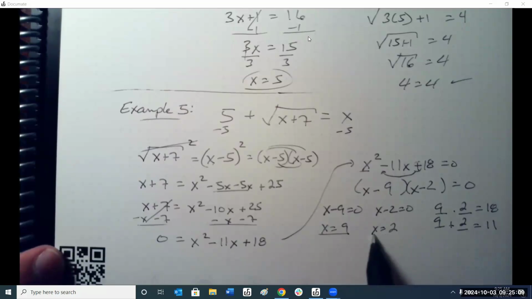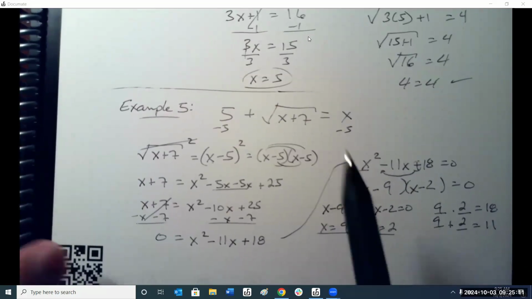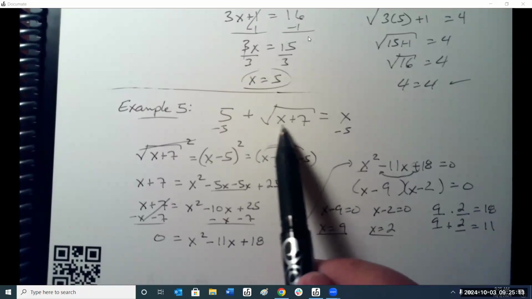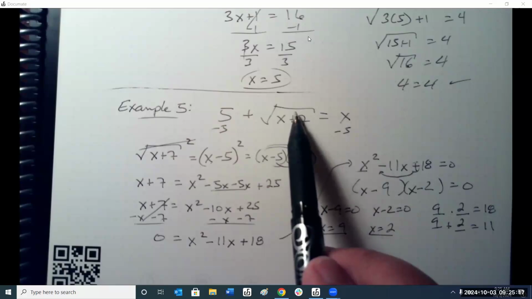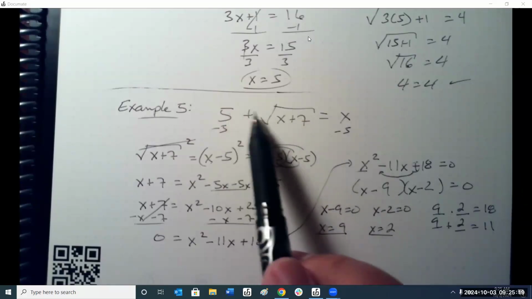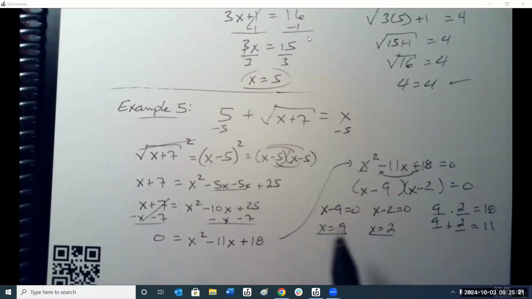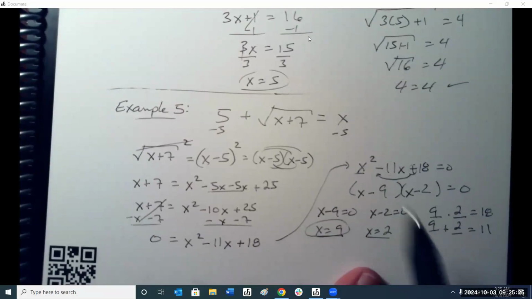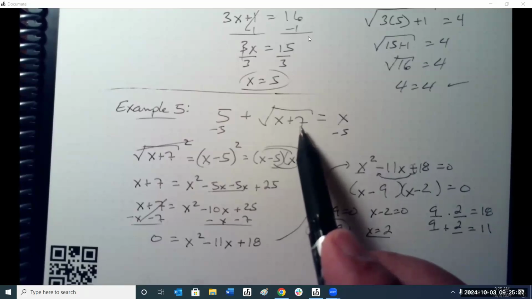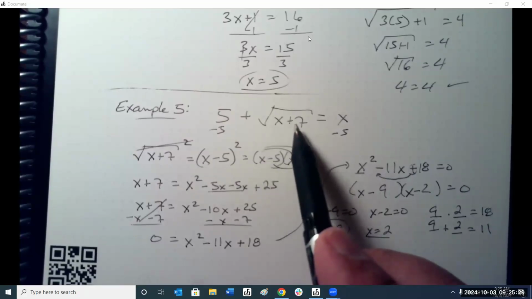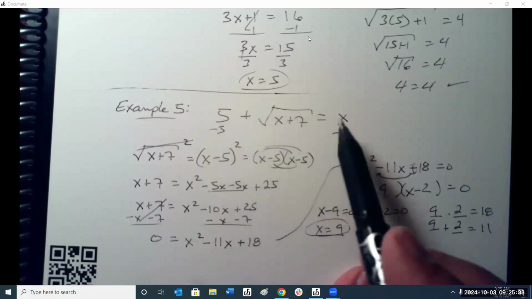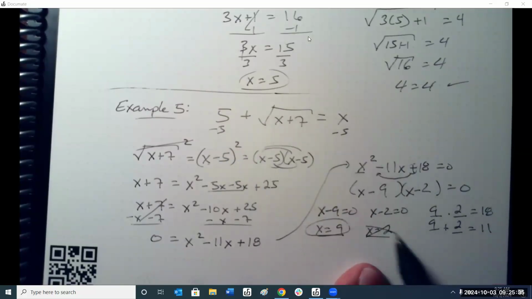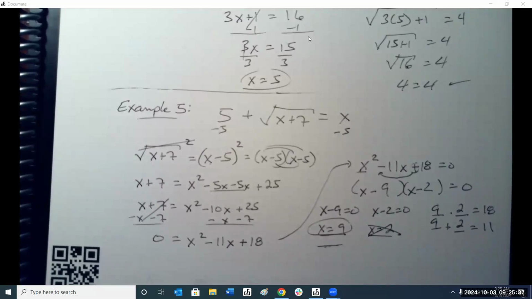Remember, these are our possible answers. Let's see. 9 plus 7 is 16. Square root of 16 is 4. 5 plus 4 is 9. Check. So this one's good. 2 plus 7 is 9. Square root of 9 is 3. 5 plus 3 is 8. Does not equal 2. So this is the only answer you have.